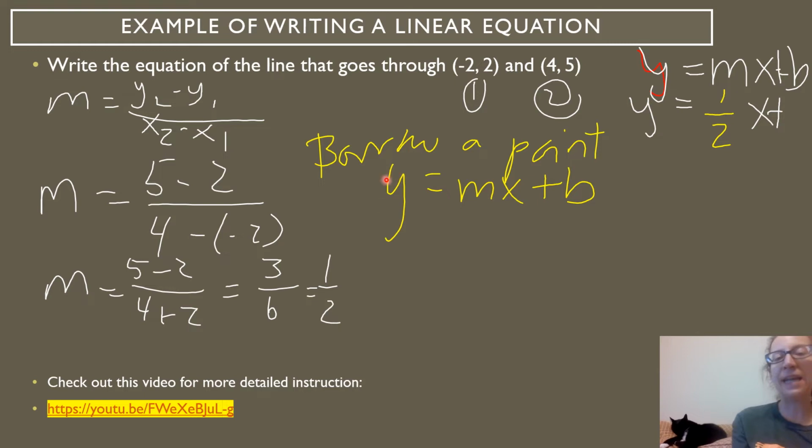So I need an x and a y, not just a y. I need an x and a y for my equation, and I conveniently have two x's and y's to choose from. I can pick x is -2 and y is 2, or I can pick x is 4 and y is 5. Once you decide which point you're going to use, stick with it. I'm going to use this point, and I'm going to stop talking for a moment and let you think about why I picked that point.